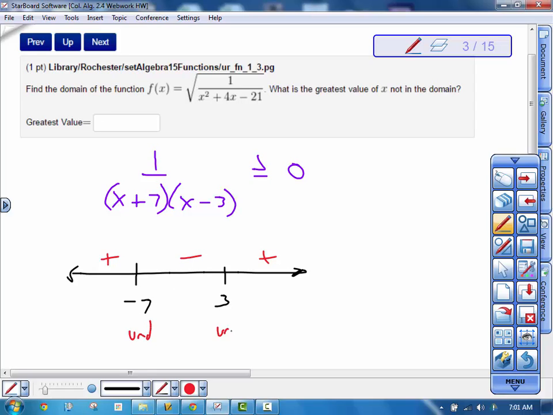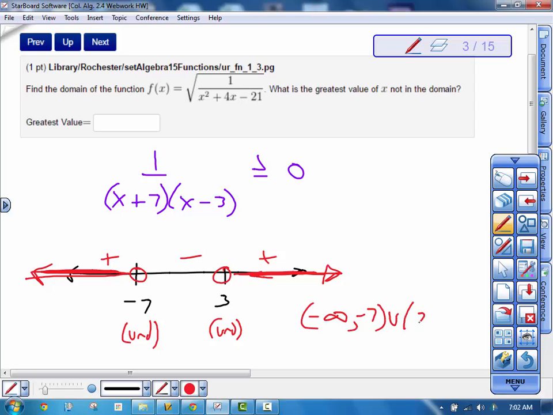First of all, these are undefined points, and that's important. So you can't use those. So when is this thing positive? Well, it's positive from here all the way here, not including this point, and then also this direction, not including 3. So the domain would be -infinity all the way to -7, as well as 3 to +infinity. But they don't want us to give the domain, they want us to give the largest value not in the domain, which would be 3. 3 is not in the domain, and that's the largest value not in the domain.